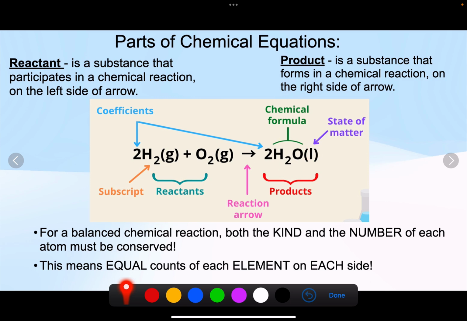So in this case, I have hydrogen gas. I know it's a gas because there's a little g here. You don't have to worry about doing that. It's not something that we'll focus heavily on, but if you know the state of matter that your substance is, you can add it. So we have hydrogen gas plus oxygen gas yields liquid water, okay?